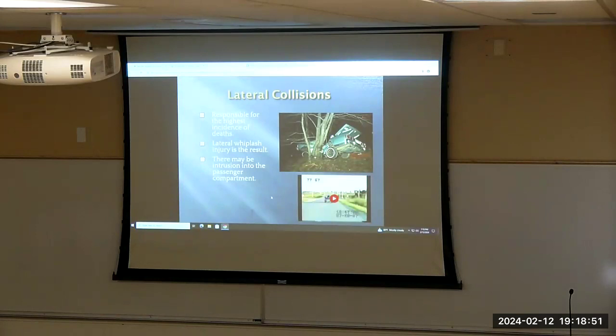Lateral collisions are the most fatal. There'll probably be a test question on that. Your body's aorta and great muscles don't do well going sideways. They tend to shear and tear. This right here is fatal. It's not survivable.